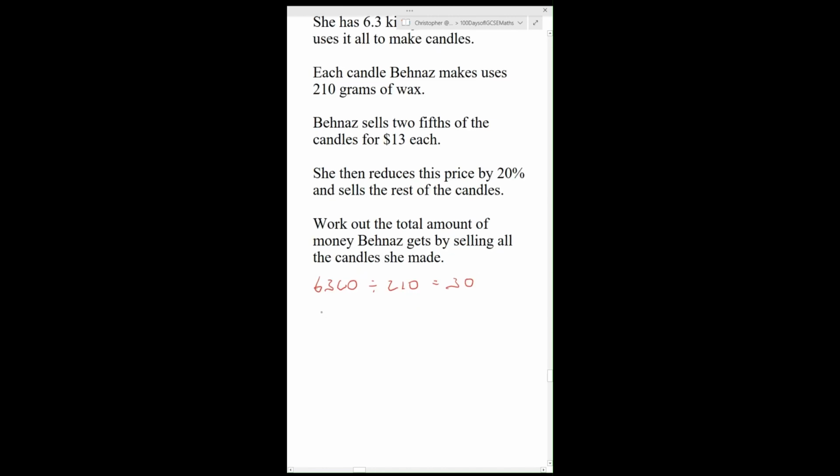Okay, she's got 6.3 kilograms of wax. That's that many grams, and each candle uses 210. So therefore, she's making 30 candles. Now, 2/5 of the candles, 2/5 of 30 is 2 times 6, so 12 candles she sells for $13 each. That gives her $156 so far.